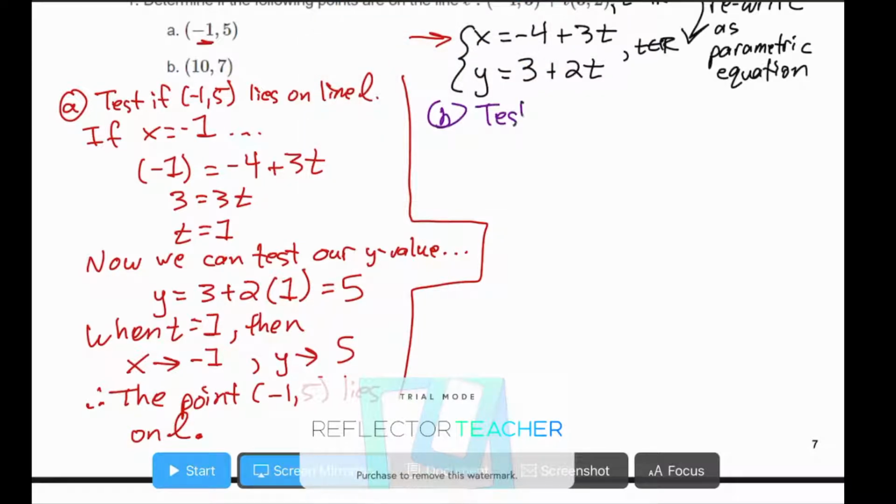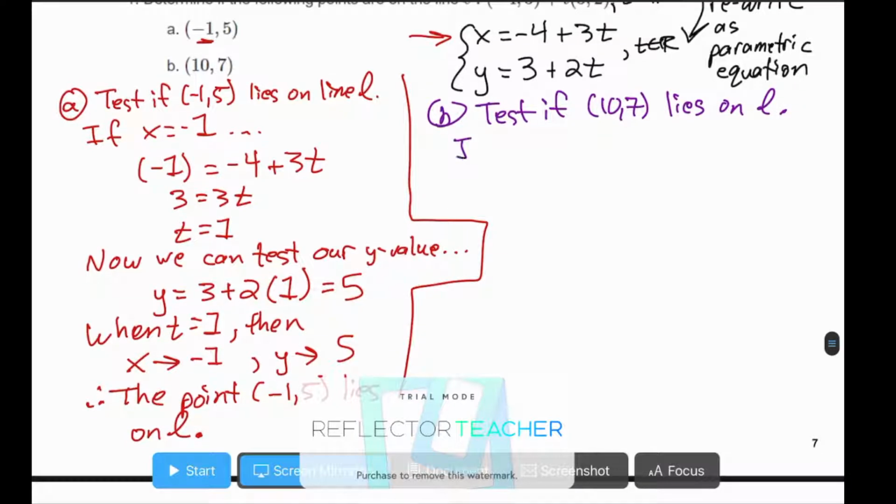So we're going to test if (10, 7) lies on L. So if x is equal to 10, in order for our first parametric equation to be true, what value of t are we going to need? So let's find out. 10 equals -4 plus 3t. Once again, I'm just using this equation but subbing in a value for x in order to find the appropriate value of t that allows this equation to be true. Rearrange and solve. So 14 equals 3t. t equals 14 over 3.